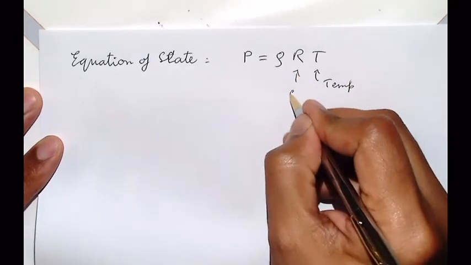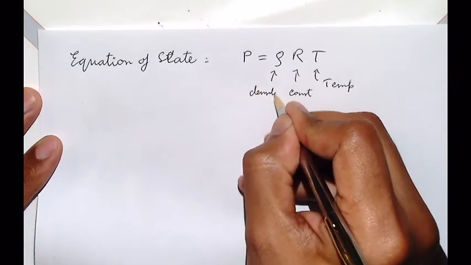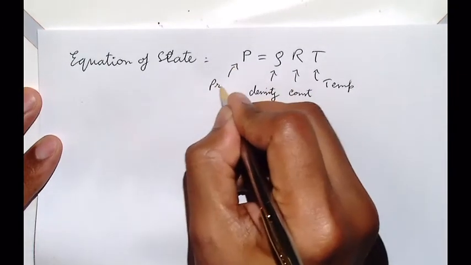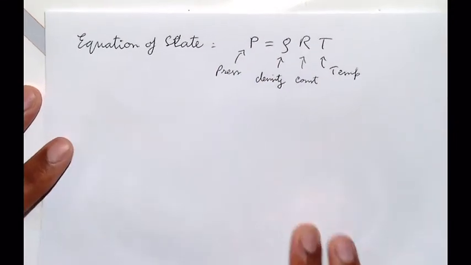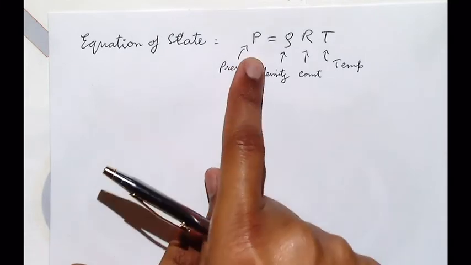T is temperature, R is a constant, rho is the density, and P is the pressure. This comes from chemistry, and it's a very simple expression. But in incompressible flow, we never ever mention temperature. That's one special thing about incompressible flow: temperature actually becomes decoupled from the flow.